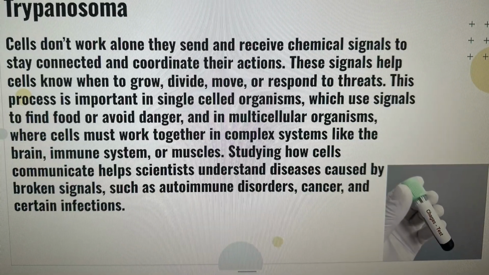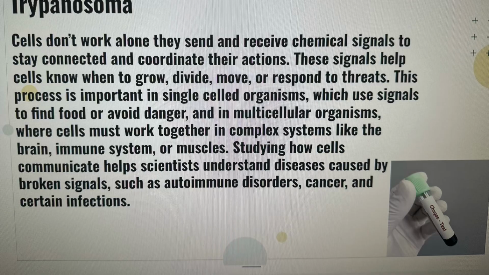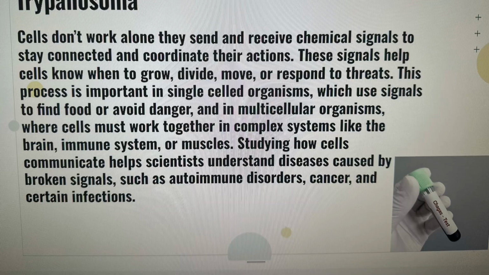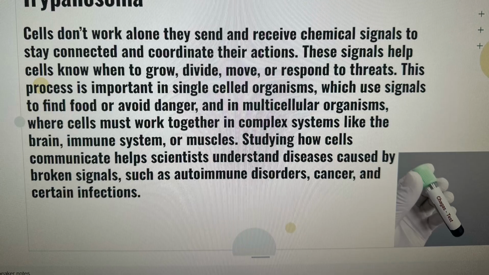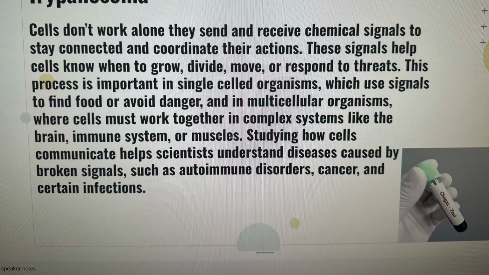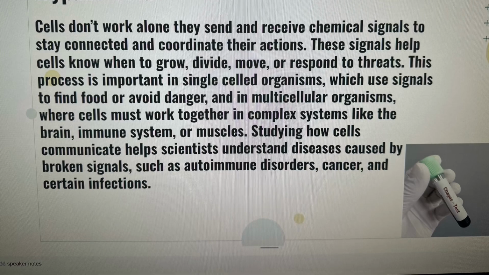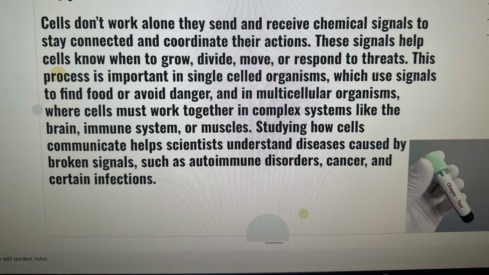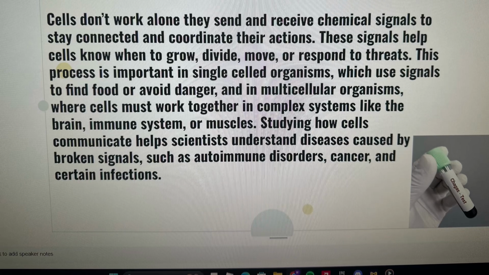Cell communication. Cells don't work alone. They send and receive chemical signals to help stay connected and coordinate their actions. These signals help cells know when to grow, divide, move, or respond to threats. This process is important in single-celled organisms, which use signals to find food and avoid danger, and is also important in multicellular organisms, where the cells must work together in complex systems like the brain, immune system, or muscles. Studying how cells communicate helps scientists understand diseases caused by broken signals, such as autoimmune disorders, cancers, and certain infections.